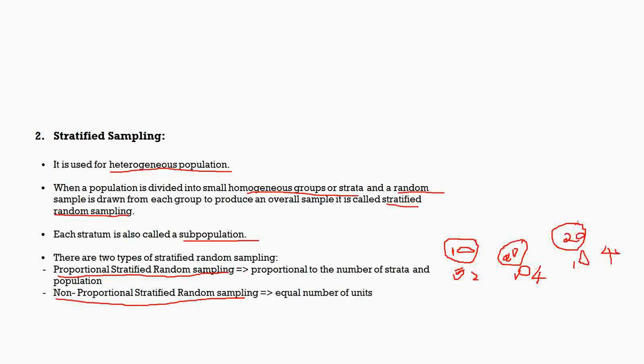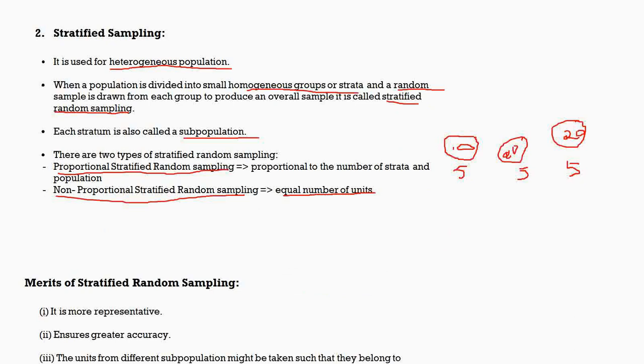But in non-proportional stratified random sampling, what we do is we pick an equal number of units, no matter what the difference is between each stratum. Here 10, 20, 20, there is no difference. We pick 5 from here, 5 from here, and 5 from here. There is no difference in the number that we are going to pick. So an equal number of units are picked in non-proportional stratified random sampling.